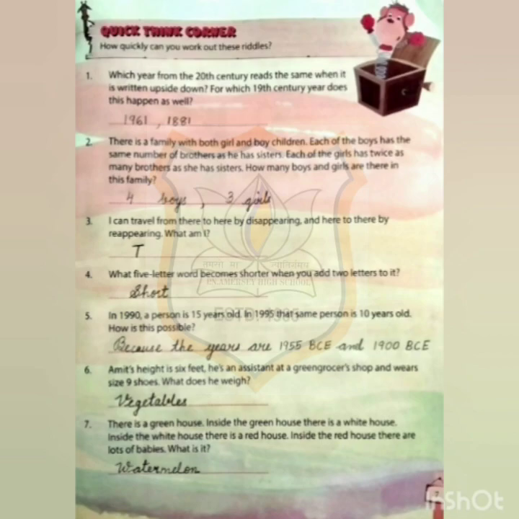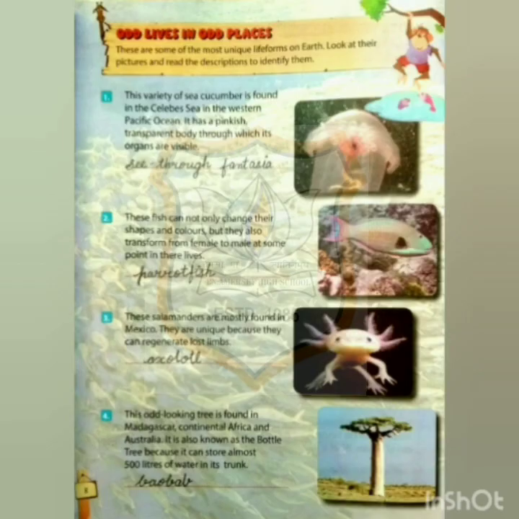Understood, children? So children, next moving on to the second topic, that is Odd Lives in Odd Places. All odd species live in odd places. They are some of the most unique life forms on earth. Look at their pictures and read the descriptions to identify them. There are many odd species of animals, but they do not live in a normal habitat. They live in odd places. So we are going to learn about that in this second chapter.